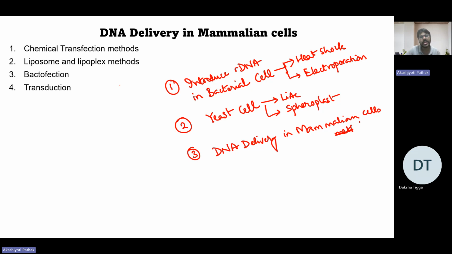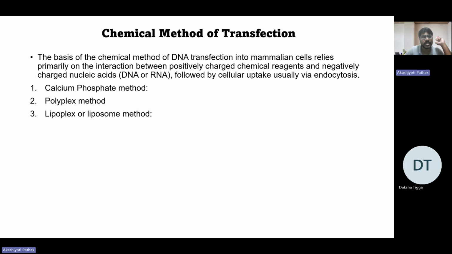So first is the chemical transfection method. In the chemical transfection method, we use what? We use lipofectamine. So that is the chemical agent that is used. So let's go one by one.